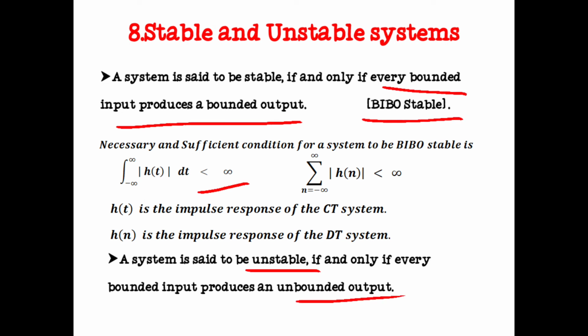Okay. So what differences can we write? The first difference is a system is said to be stable. In stable systems you can write every bounded input produces bounded output. Then you can write the sufficient condition. If the condition is satisfied, the system is said to be BIBO stable. Then you can write example. And in an unstable system you can write a system is said to be unstable if every bounded input produces unbounded output. And then you can write the definition. If this condition is not satisfied, the system is said to be unstable. Then you can write the example also.